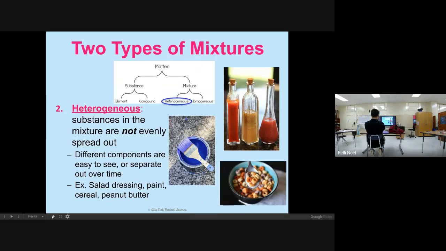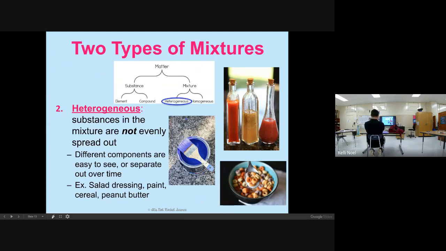Why is there cereal in there? Huh? Why is there cereal in there? Because each one of those is different. You can see that they're different. Different colors? Yeah. We had cereal, wasn't it? And so those are some, you can see the individual pieces.